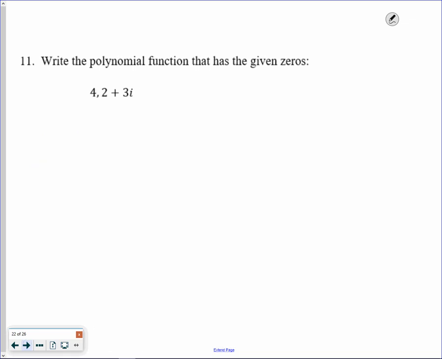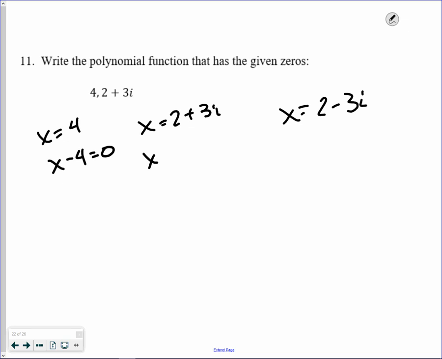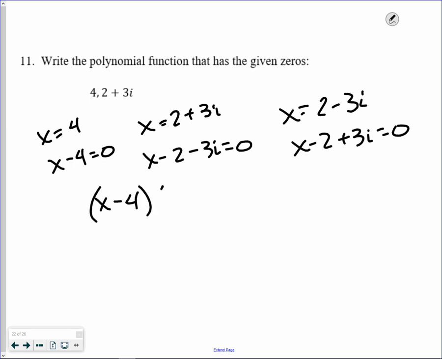Next one, same thing. If x equals 4 and x equals 2 plus 3i, then x must also equal 2 minus 3i. Notice that I'm only changing the sign in between. x minus 4 equals 0. x minus 2 minus 3i equals 0. And x minus 2 plus 3i equals 0. So now I have created the factors that I would need to multiply together.